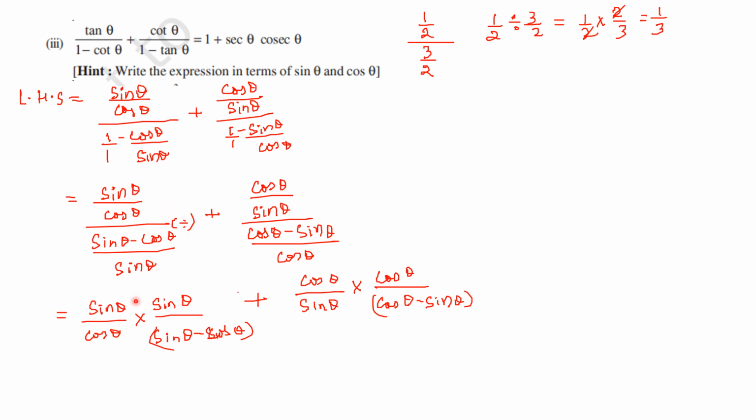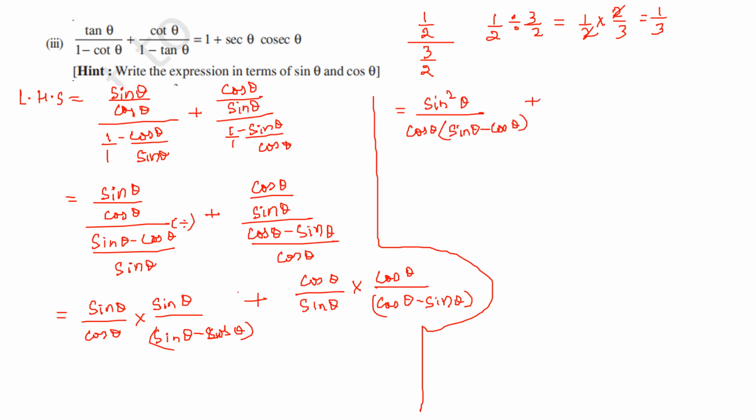So sin theta by cos theta will remain as it is. When you change division to multiplication, the denominator will come to the numerator and the numerator will come to the denominator. And the same thing I have done over here. Now next, what will happen? Sin theta into sin theta, if you do, it will be sin square theta. So sin square theta, and in the denominator is cos theta into (sin theta minus cos theta), plus cos square theta by sin theta into (cos theta minus sin theta).